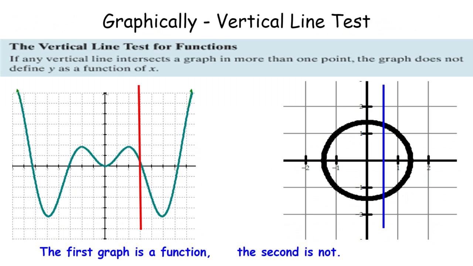Graphically, the vertical line test. We use the vertical line test to determine whether a given graph is the graph of a function or not. If any vertical line intersects a graph in more than one point, the graph does not define y as a function of x. The first graph is a function, the second is not, because each vertical line intersects the first graph at one and only one point, at no more than one point. For this reason, it is the graph of a function. In the second figure, a vertical line intersects the graph in more than one point. For this reason, this graph is not the graph of a function.